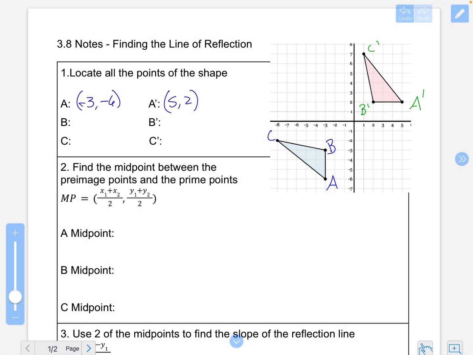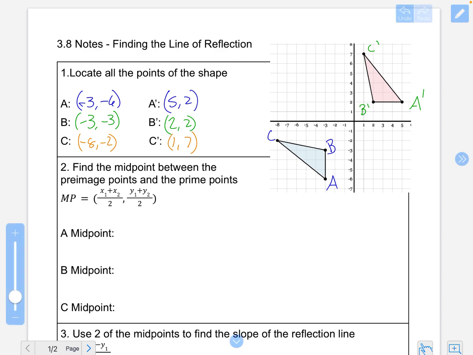Point B is -3, -3, and then B prime is 2, 2. C is -8, -2, and then C prime is 1, 7.